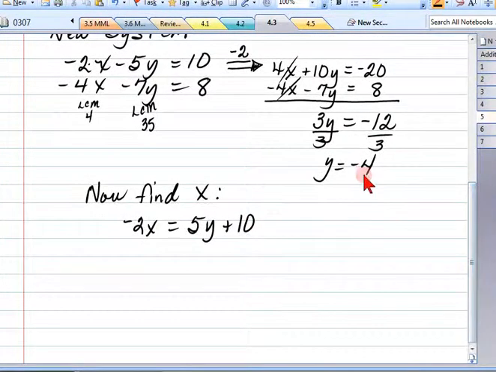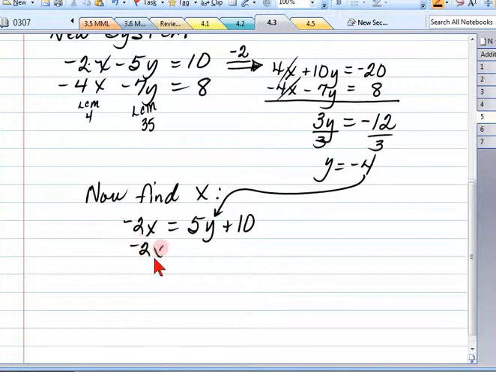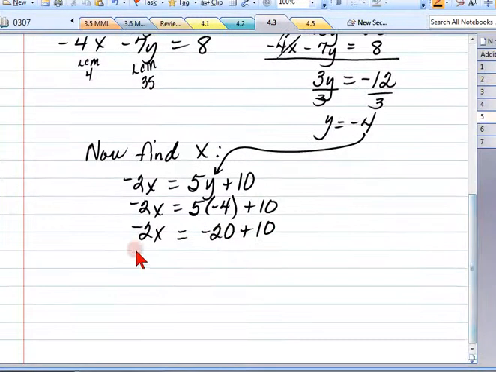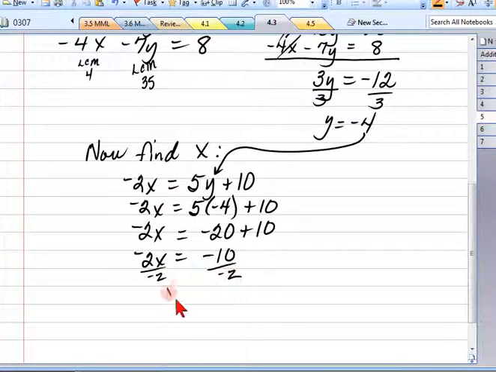Okay? And I'm going to plug in the value of y. So negative 2x is equal to 5 times negative 4 plus 10. Negative 2x is equal to negative 20 plus 10. Negative 2x is equal to, what's negative 20 plus 10? Negative 10. Divide by negative 2. X is positive 5.